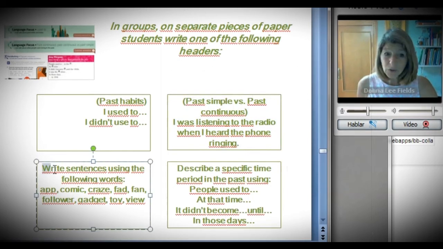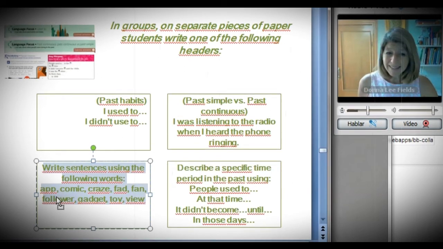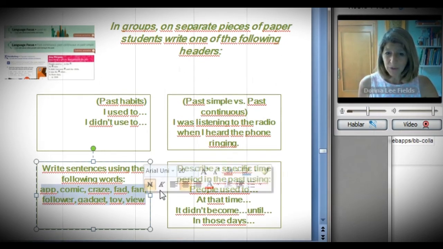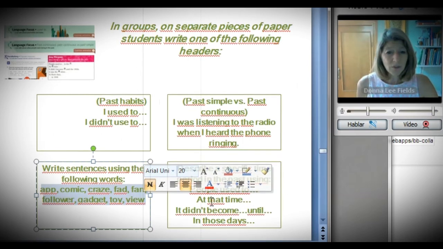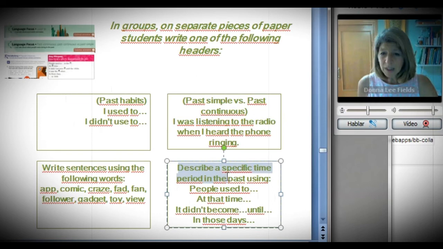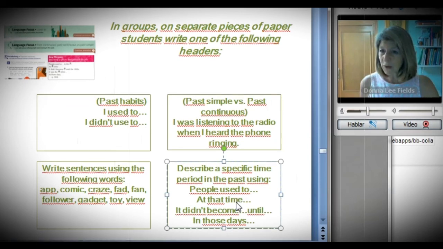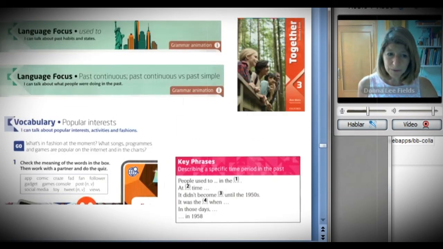The third student, at the same time, in this 1 minute slot, is going to write any sentences with these vocabulary words. If they don't know them, that's okay. They probably will know at least one. And the fourth student will use sentences like people used to, at that time, it didn't become, etc. These are the phrases, if you remember, from the chapter.